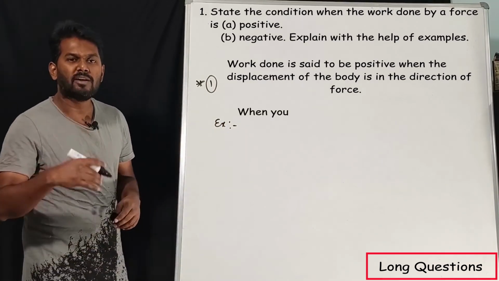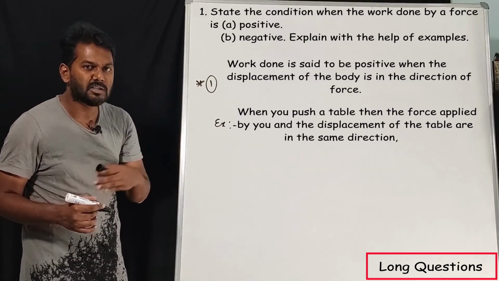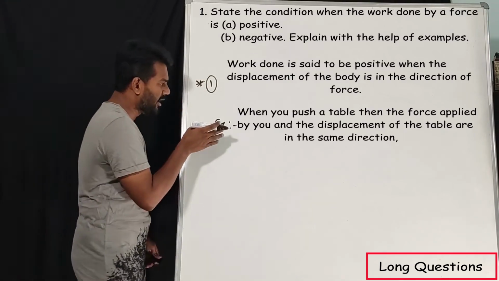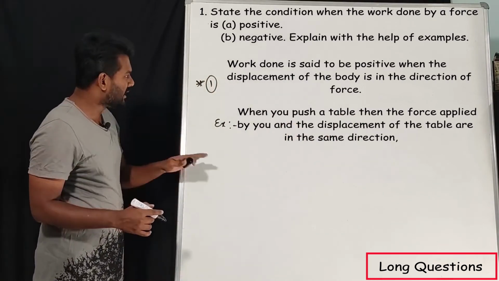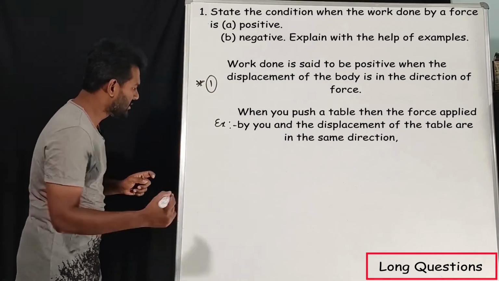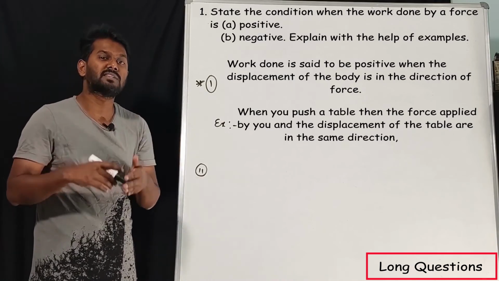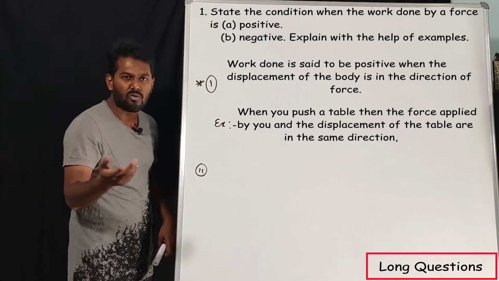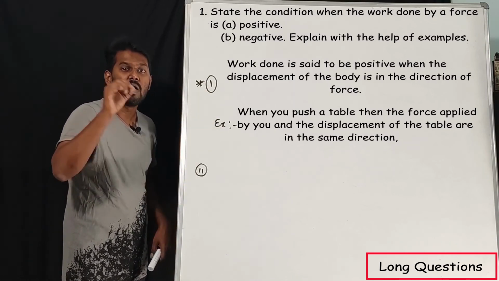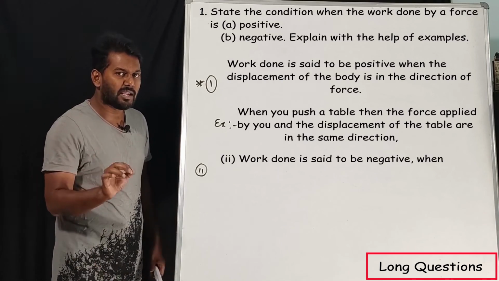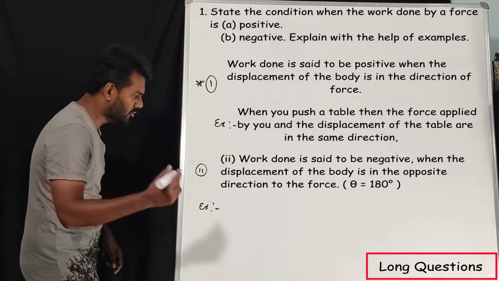Example, when we push a table, the table moves in the same direction as the force is applied. See, if you push the table in this direction, the table is also moving in the same direction. Then that is an example for the first sub question. Second one. Okay, for second one, we have to tell them when the work is negative. See, when the work done is negative, the angle between the force applied and the displacement is 180 degree. 180 degree. So for that example, assume you are throwing a ball.